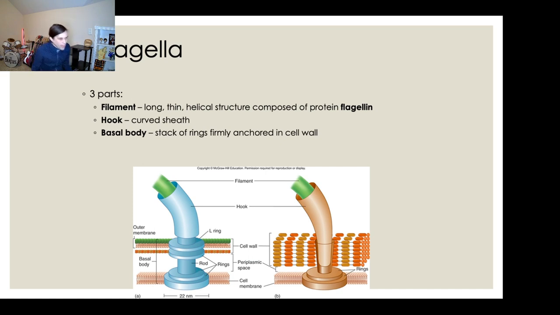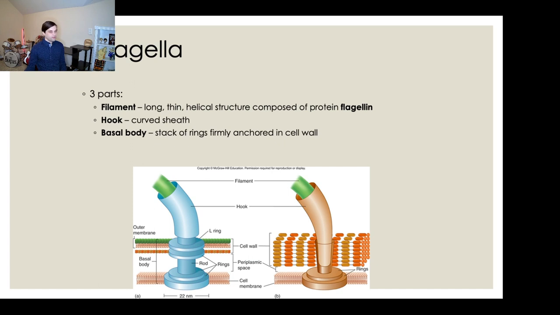So not all bacteria have flagella. Not all bacteria have the ability to move. But if you do have a flagella, this is how it's going to be put together, depending on if you're a gram-negative organism or a gram-positive organism. Now, we'll get into the difference between those in just a second, what the actual structural differences are. But regardless of which one you are, gram-positive or gram-negative, your flagella is going to be put together the same way. So there's three main parts to a flagella.